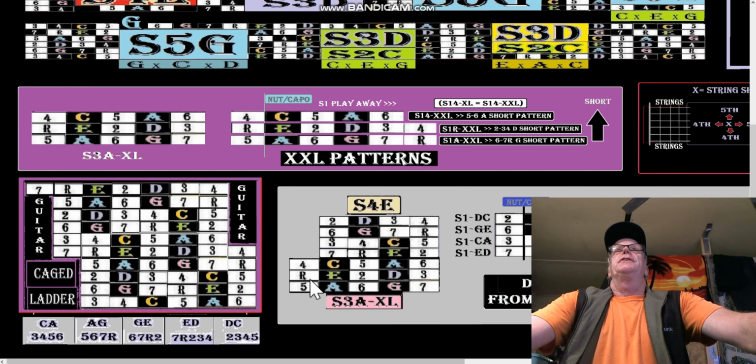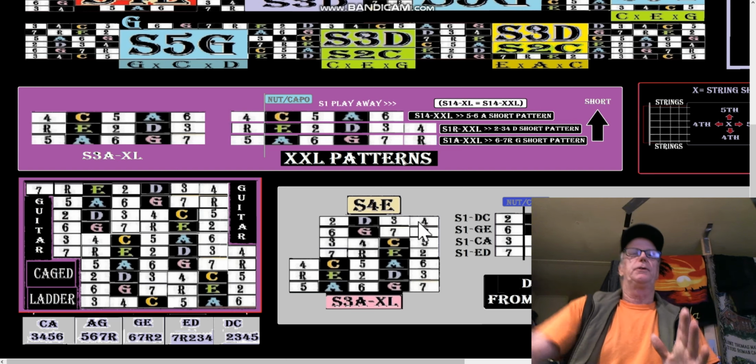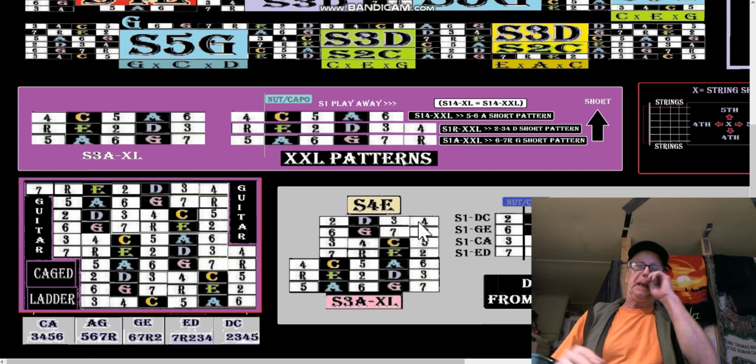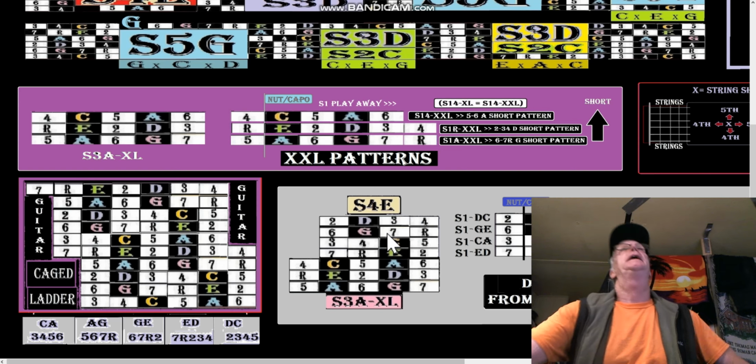So it's 5, 6, 7, root, 2, 3, 4, 5, 6, 7, root, 2, 3, 4, 5, 6, 7, root, 2, 3, 4. Notice it counts. So if I call it a pattern, it counts. Then all you have to do is play it and hit the tuning warp.